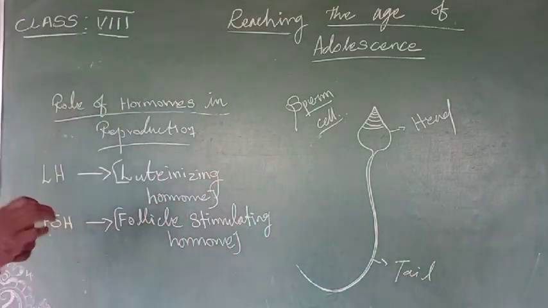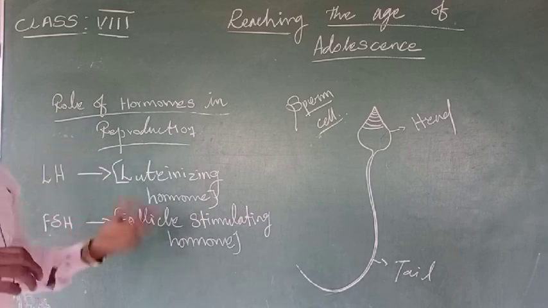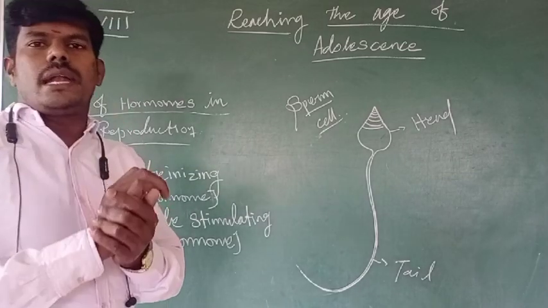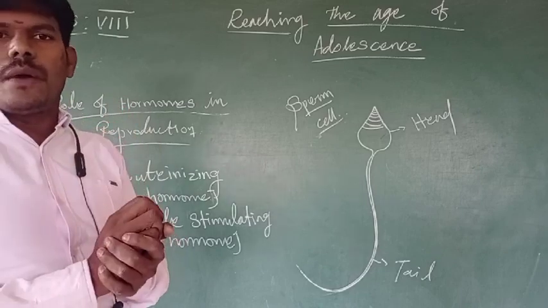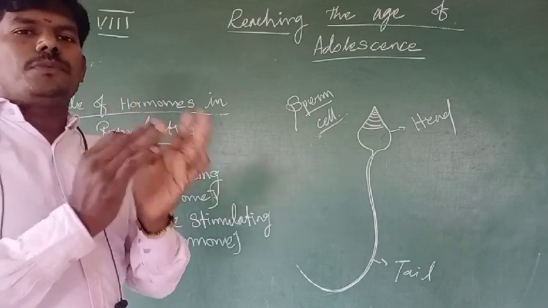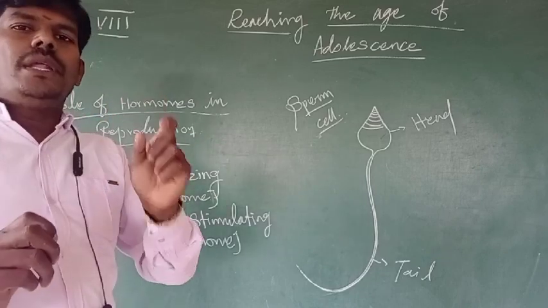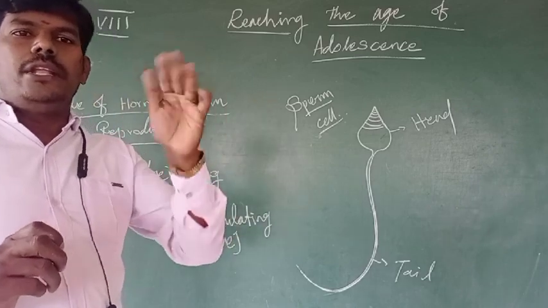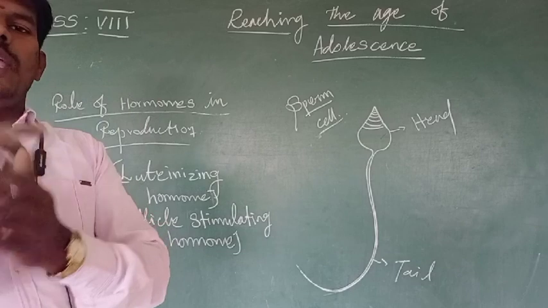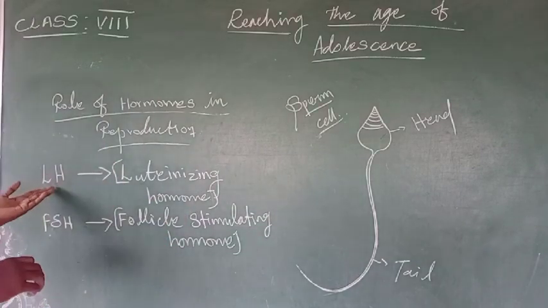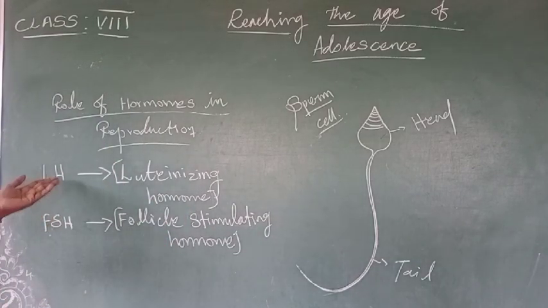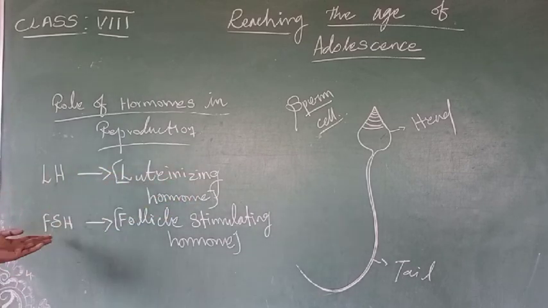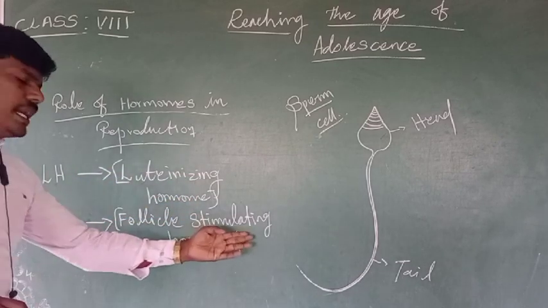And the role of hormones in reproduction: what hormones are present? Hormones are secreted from the endocrine glands. What endocrine glands are present in our body? You know that the main gland is the pituitary. The pituitary gland is classified into two types, the neurohypophysis and the adenohypophysis. The adenohypophysis is responsible for the hormones LH and FSH. LH stands for luteinizing hormone, and FSH is the follicle stimulating hormone.